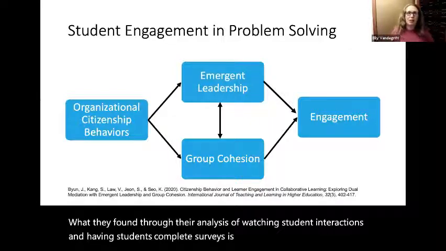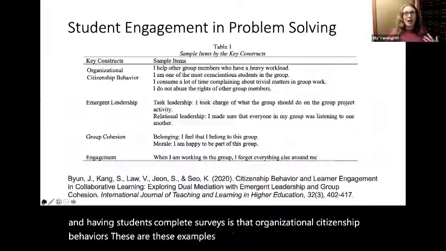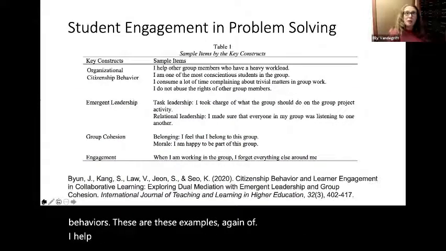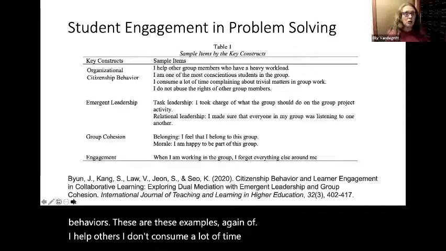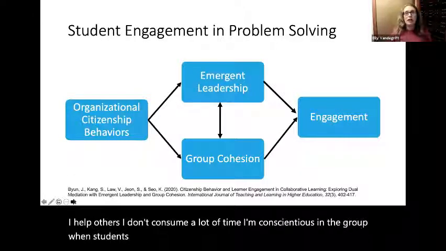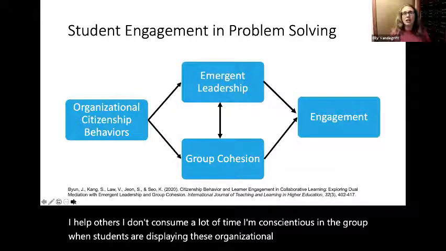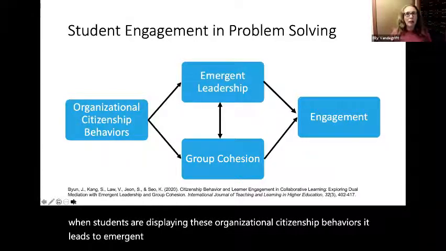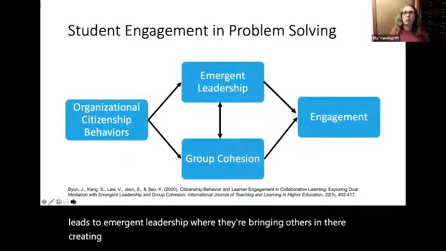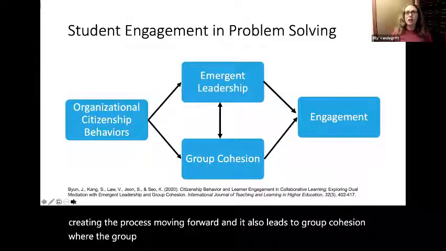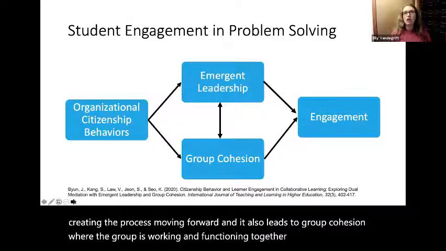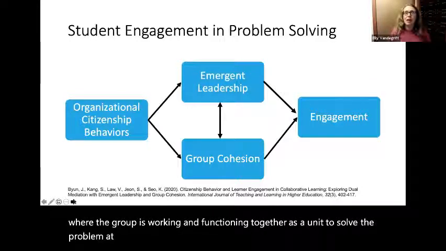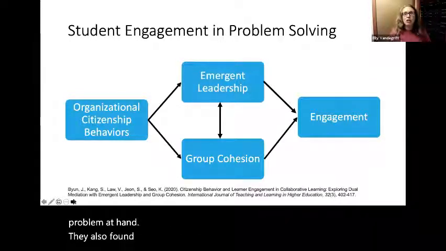What they found through their analysis of watching student interactions and having students complete surveys is that organizational citizenship behaviors, again examples like I help others, I don't consume a lot of time, I'm conscientious in the group, lead to emergent leadership, where students bring others in and create the process moving forward. It also leads to group cohesion, where the group is working and functioning together as a unit to solve the problem at hand. They also found that emergent leadership and group cohesion led to each other.